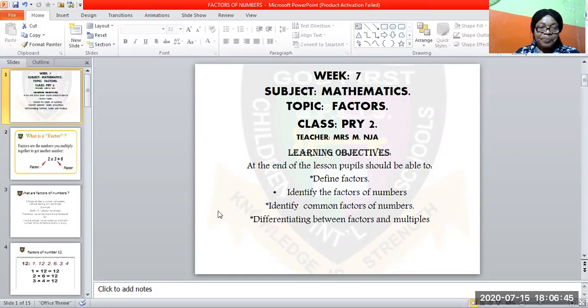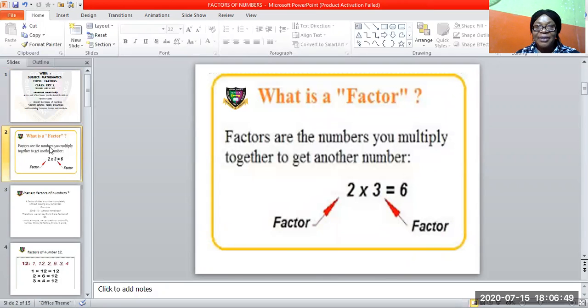Now, let's move on to our first slide. Factors are the numbers you multiply together to get another number. Is that clear? Beautiful. What is a factor? A factor is a number you multiply together to get another number.